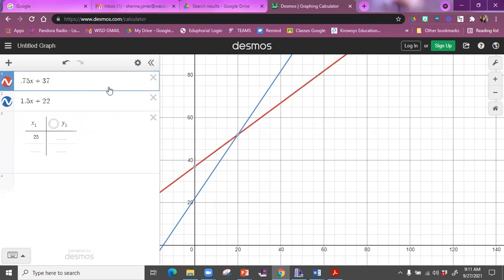But the beauty about this is that you can actually just hover. So if I am looking for 25, notice how I can slide along. For my Greenland shark, after 25 years, it's at 55 and 75 hundredths. Do we see that? And then for the other shark, the spiny dogfish, it is at 59 and a half. So there's my spiny dogfish value.